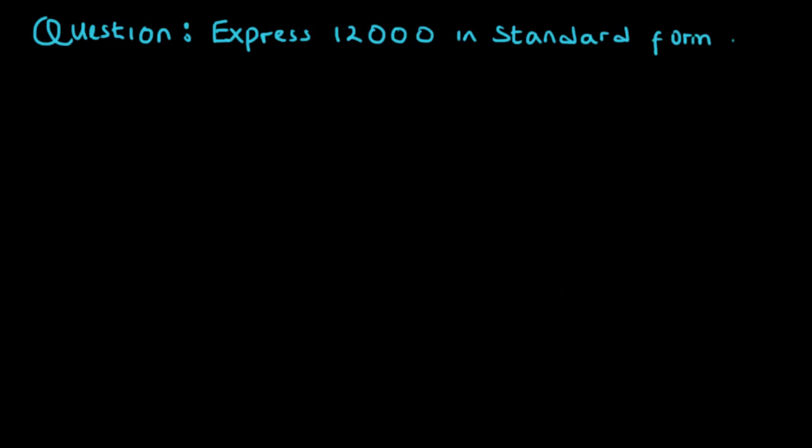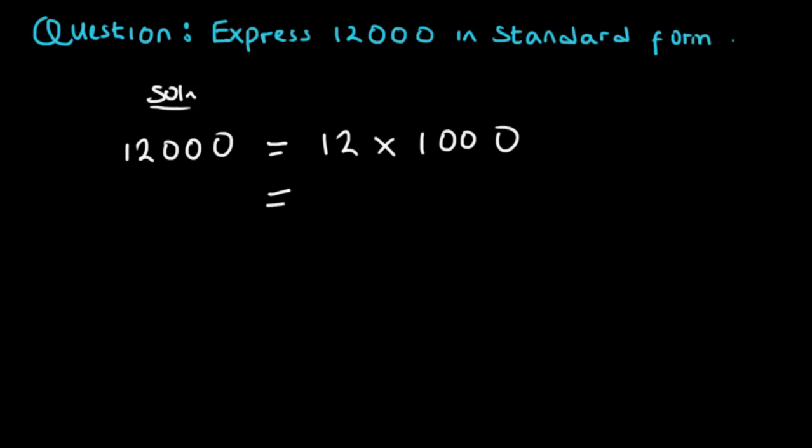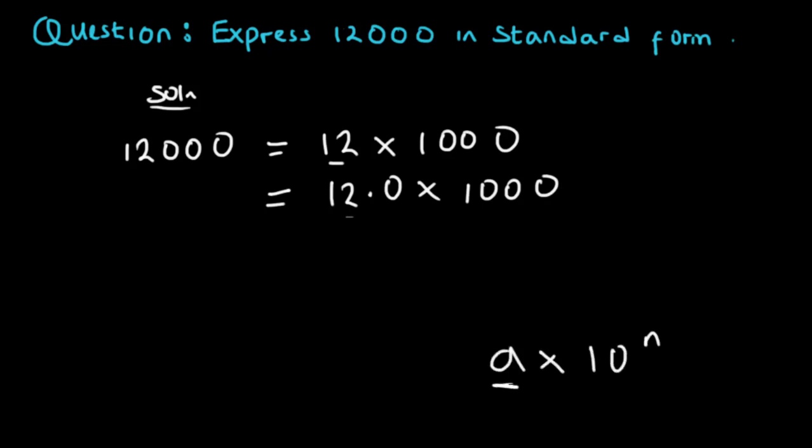So we have express 12,000 in standard form. So we'll be having 12,000. Now you can see 12,000 has 3 zeros. So 12,000 is the same thing as 12 times 1,000. Now this is the same thing as 12.0 times 1,000. Do you understand? Because 12 is the same thing as 12.0. Now in the previous video I told you that standard form is usually written in the format a times 10 raised to power n, where a is between 1 and 9.999. I hope you can still remember.